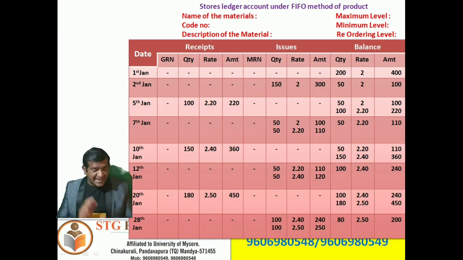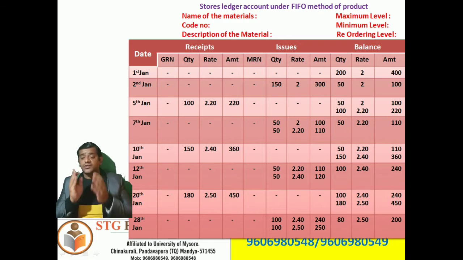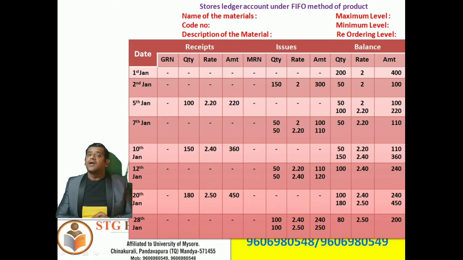So on 28th January, there is an issue. That is 200 units has been issued. 100 at rupees 2.40, 240 rupees, and the other 100 from the 180 units at 2.50 rate. 100 into 2.50 is 250 rupees. So the balance is 180 minus 100, 80 into 2.50, that comes to 200 rupees. So we are done with the FIFO method, first in first out method.